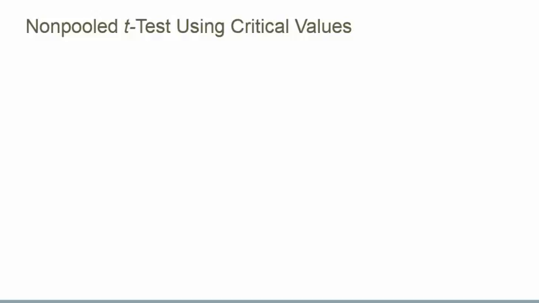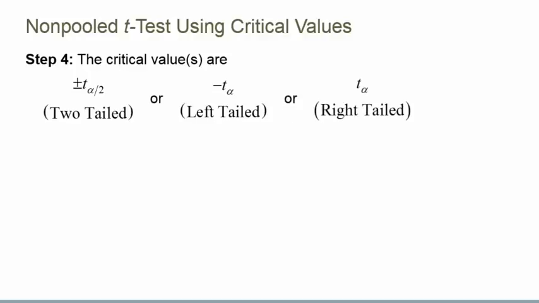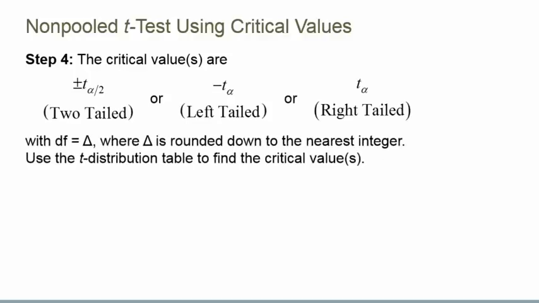Non-pooled t-test using critical values. Step 4. The critical values are plus or minus t sub alpha divided by 2, two-tailed, or negative t sub alpha, left-tailed, or t sub alpha, right-tailed. Use the t-distribution table to find the critical values.